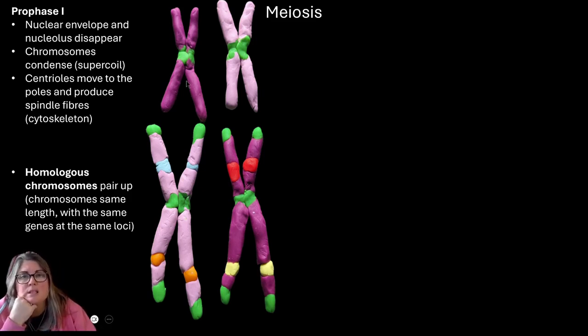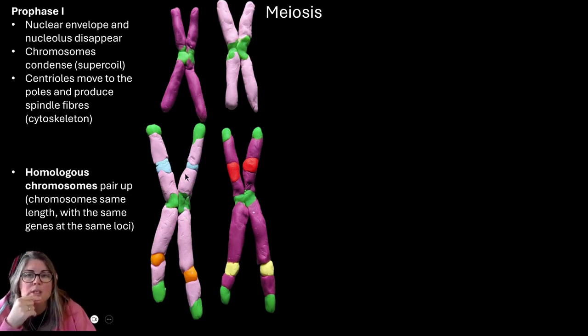So I've tried to represent this here where you can see that this is one of my chromosomes. I've used Play-Doh for this one, and here's another one, and they are the same length. They should have the same genes at the same loci.